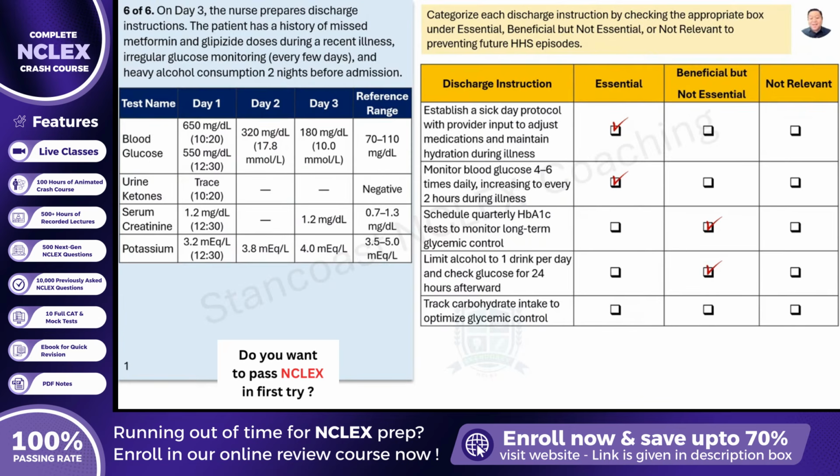That said, occasional alcohol use is not the main trigger of HHS unless it's combined with poor glucose management. So it's a contributing factor, but not as directly linked to HHS as skipped meds or the patient's illness. So that's why we are going to label this as beneficial, but not essential.